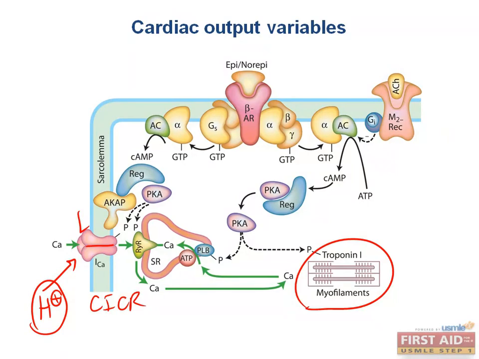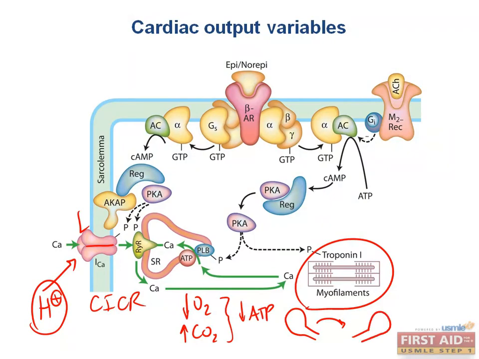Hypoxia and hypercapnia will obviously decrease cell respiration. So if we have low oxygen and high carbon dioxide, which is hypoxia and hypercapnia, you will directly decrease cell respiration. And that decreased cell respiration means we have less ATP. Remember, the hydrolysis of an ATP molecule is necessary to take our myosin head from the end of the power stroke back to the cocked position.